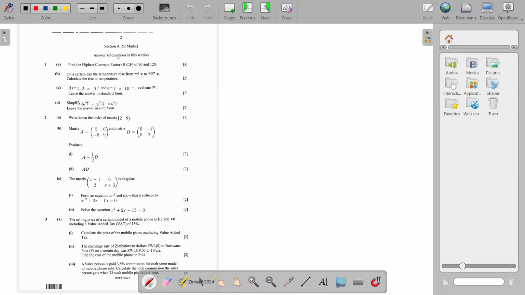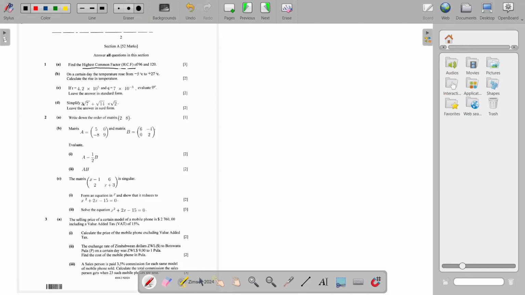We are going to be doing the O-level question paper from November 2024. So we are going to do Section A. In this section, the first question, 1.8, wants you to get the highest common factor of 96 and 120.